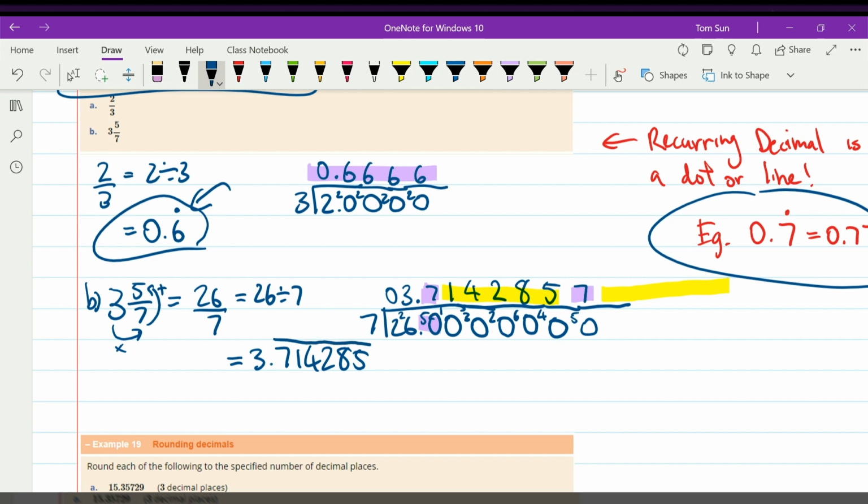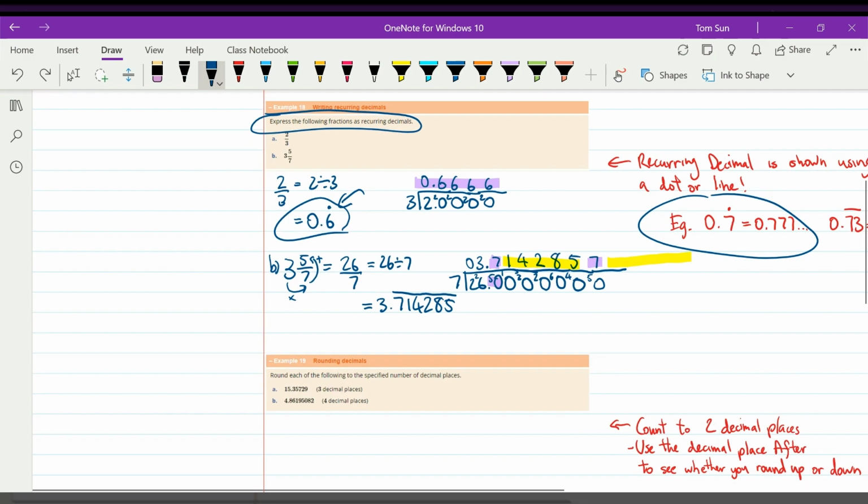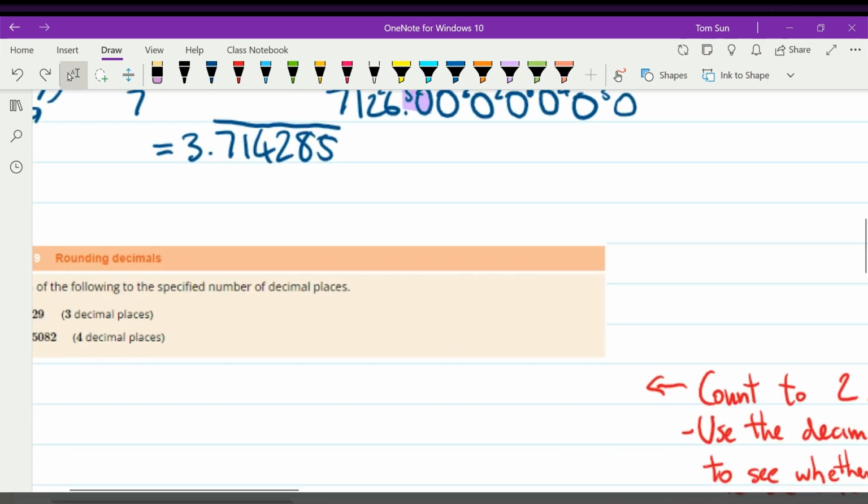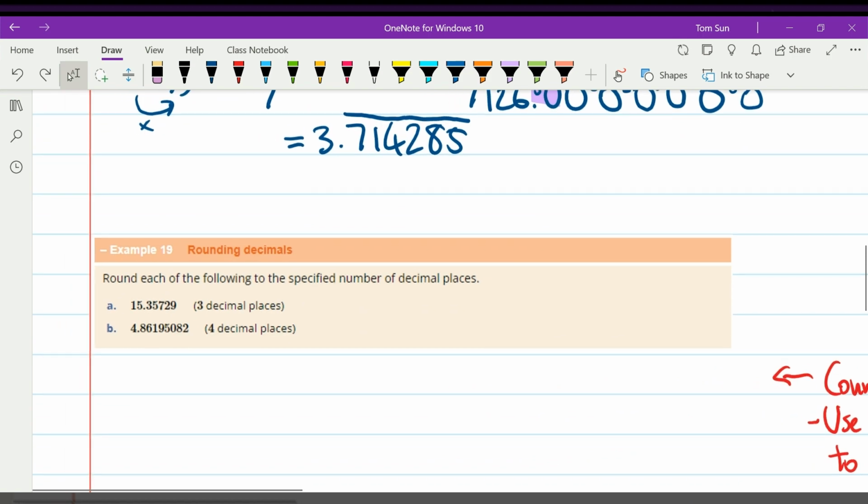at the top here. So we now know it's 3.714285 recurring, with the 714285 being the thing that keeps going. Okay, that's what you do for these sort of situations where the recurring decimal is actually multiple decimals instead of just one. Okay, let's learn how to round again.